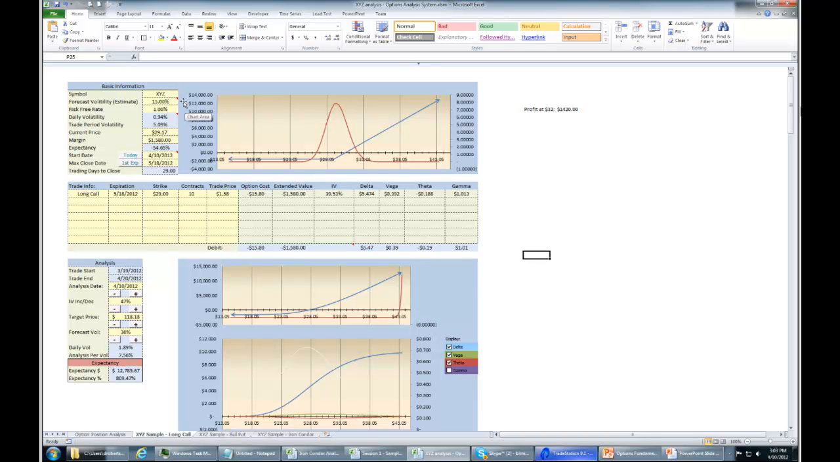Now, I may have other reasons that I believe that the stock is going to move in a certain direction, but one of the things we really want to look at is the forecast volatility.